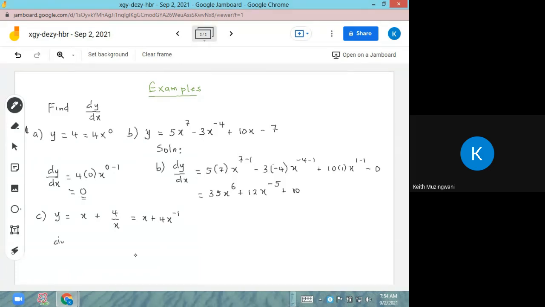And then dy/dx is the same as 1 minus 4x to the power negative 1 minus 1. So we are getting 1 minus 4x to the power negative 2. This is 1 minus 4 over x squared. You can still take back the 2 in the denominator and it will go there as the positive power of x.